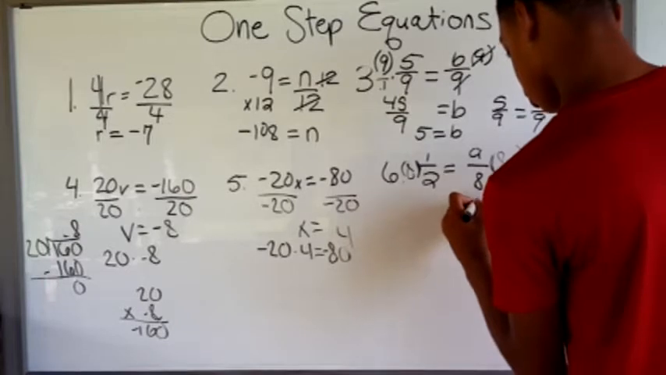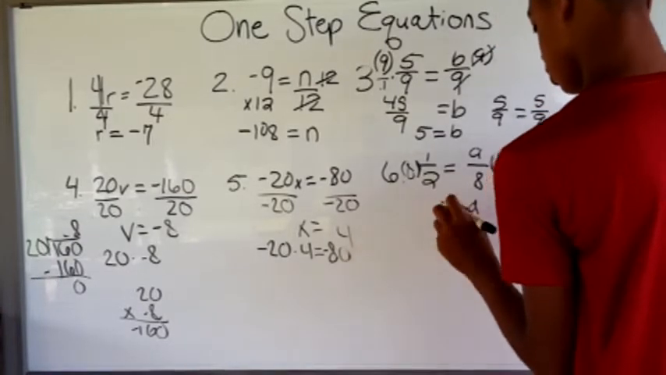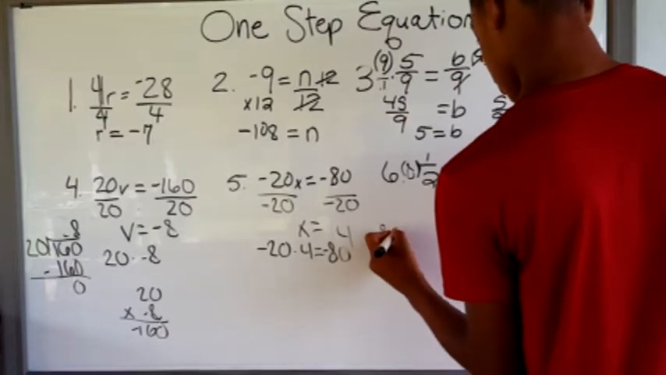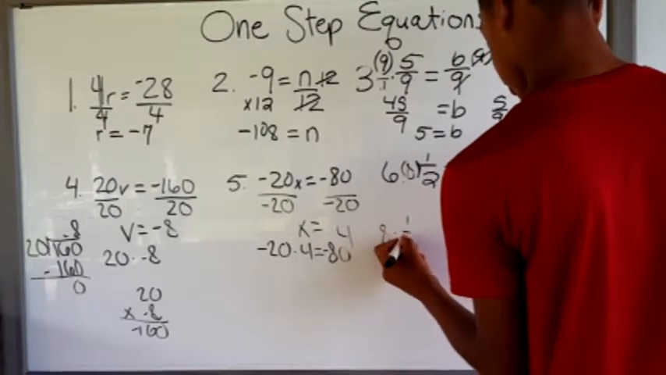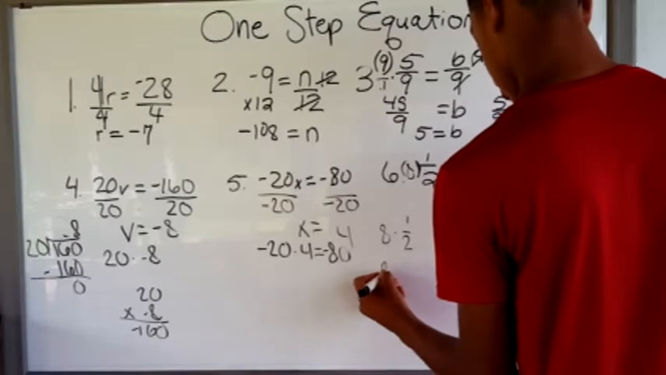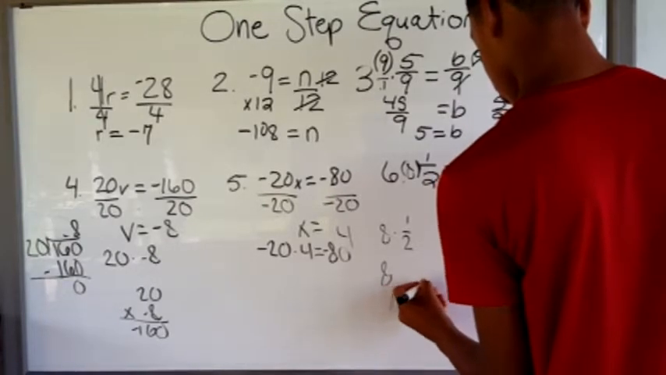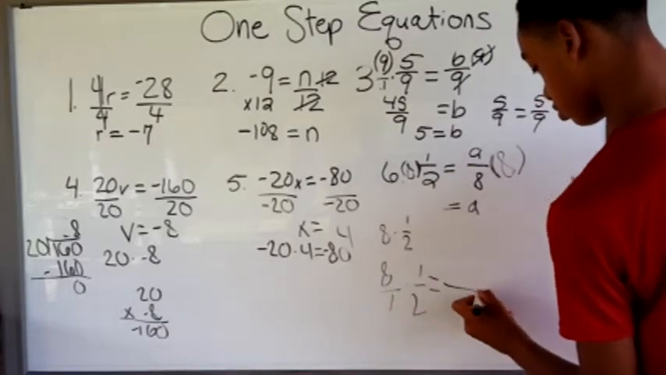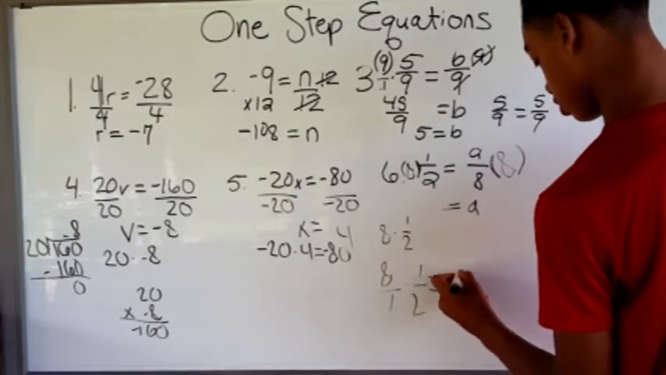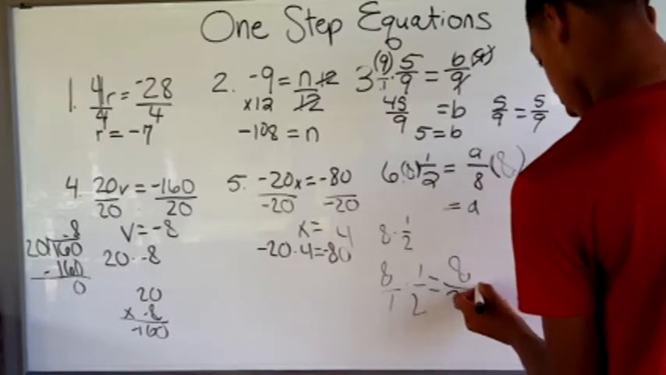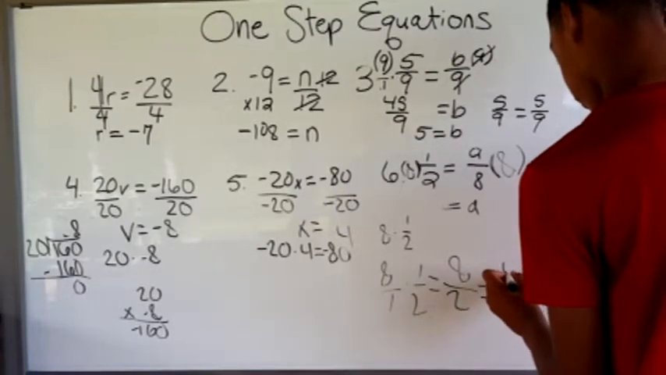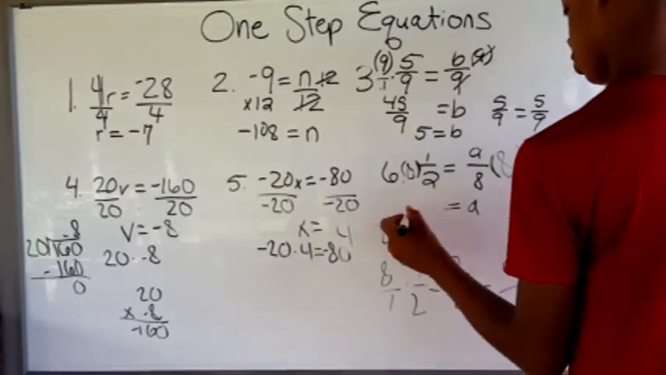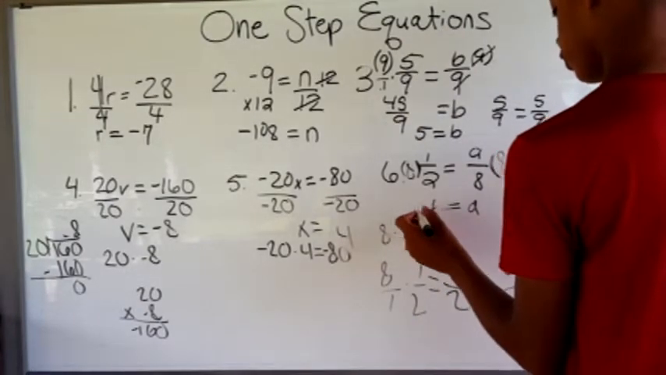Write it all out. Don't do anything in your head. Alright, so 8 times 1/2 is the same as 8 over 2, which is the same as 4 over 1, which is the same as 4. So the answer is going to be x equals 4.